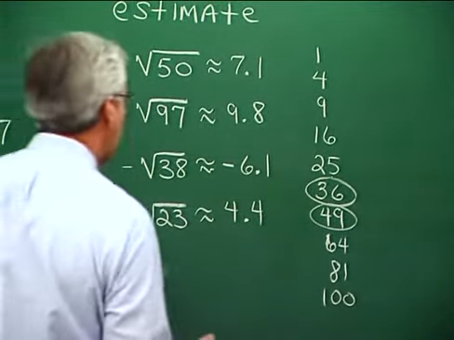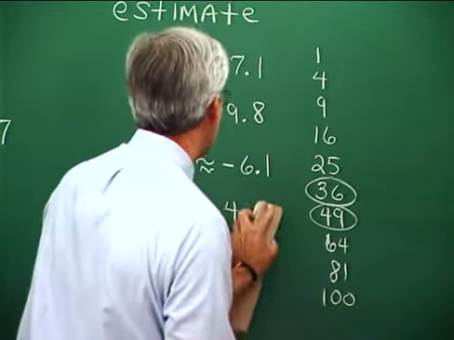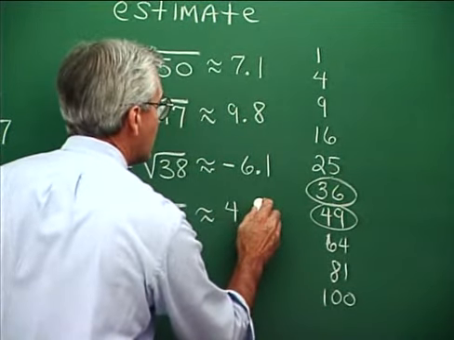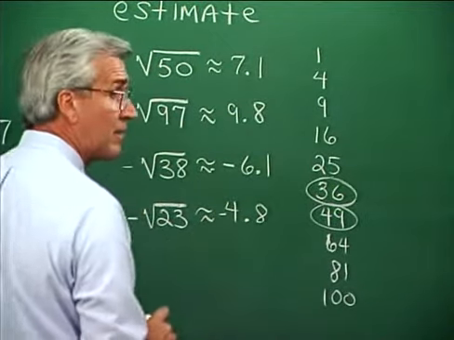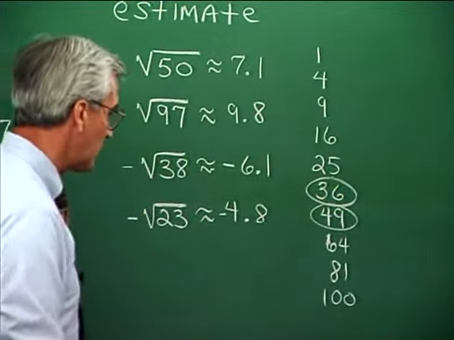Whoops, negative 4.8 or 4.9. I'm just about to make a mistake, and I think you probably see what that mistake is. It is that I didn't slide this negative sign over. That should probably be the first thing that we do in situations like this.